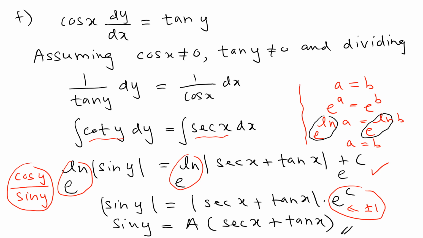So we have to solve up to this one. And then if the initial conditions are given, you can also solve for A. Also if you want, you can completely solve by taking the inverse of both sides. You can write the solution as sine inverse. So y equals sine inverse of this. So you can also do that step. The final solution you can write as y equals sine inverse of A times secant x plus tan x. Okay, so let's look at the next one.